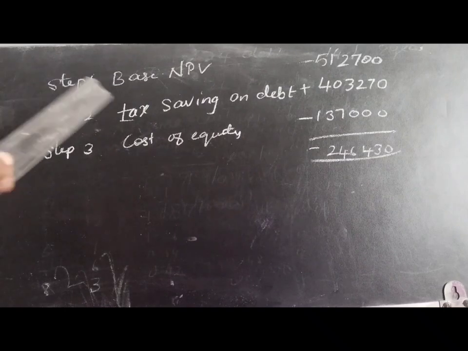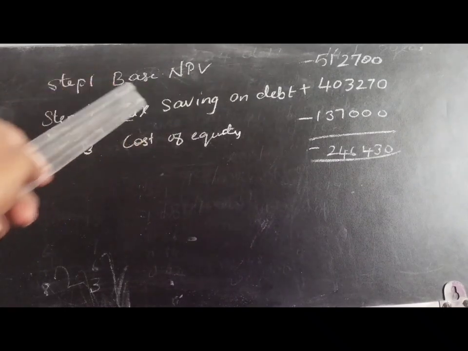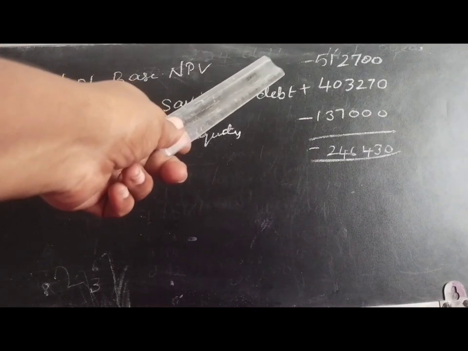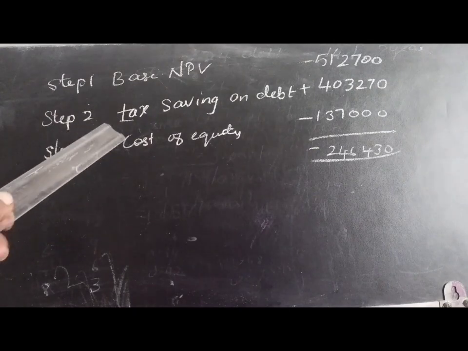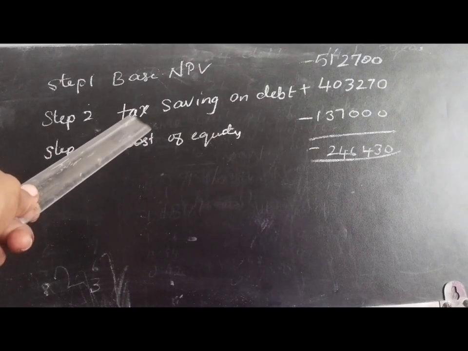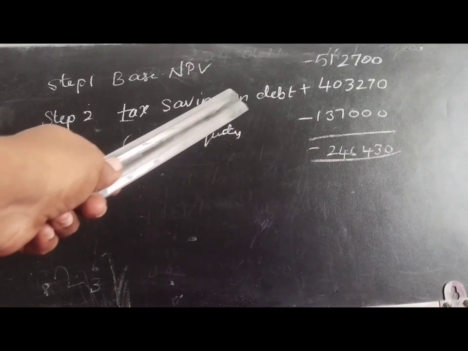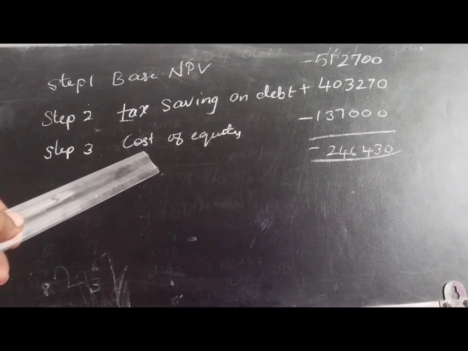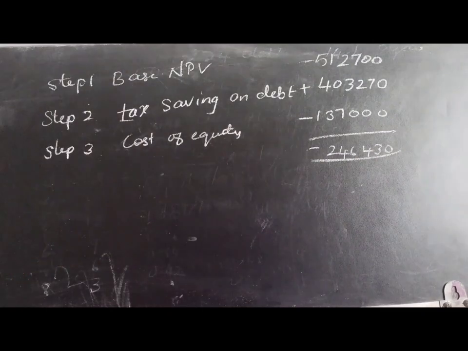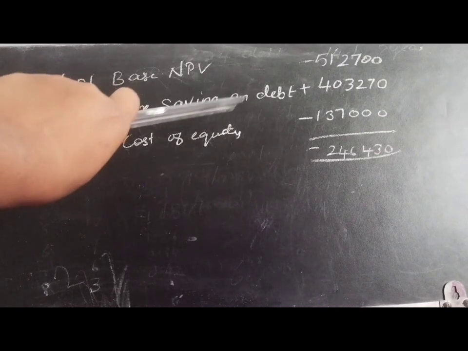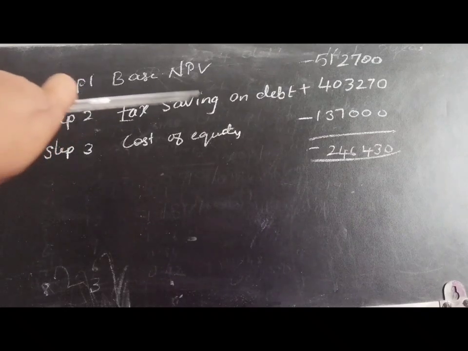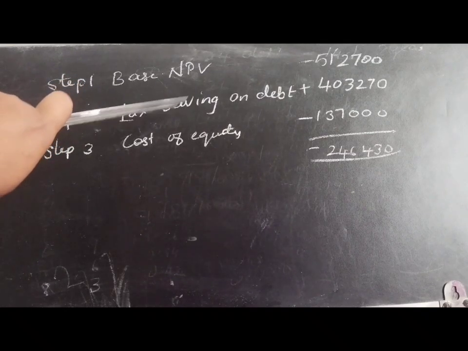Here I have written the step 1, step 2, step 3 answers. Step 1 is we have calculated the base NPV, that is minus 5,12,700, and then in step 2 we have found tax saving on debt, that is 4,03,270, and step 3 we have found cost of equity, that is 1,37,000. Here in step 2 we are paying the interest on debt. If we are paying the interest, it is a tax saving for us. If it is a tax saving, it is a cash inflow.